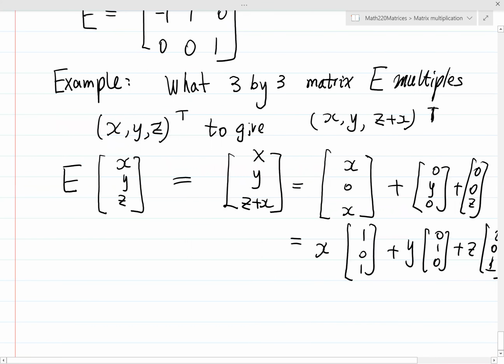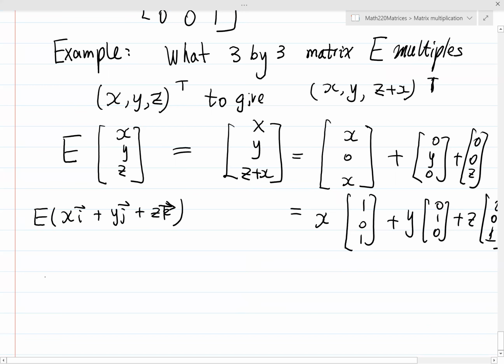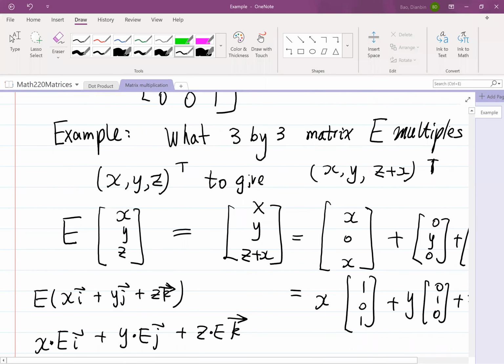The left side, you write it as E times (xi, yj, zk). Now remember, this operation is linear, so you can distribute. You factor out x, y, z. So you get x E of i plus y E of j plus z E of k. Then you compare coefficients: the terms that have x, and then the terms that have y.